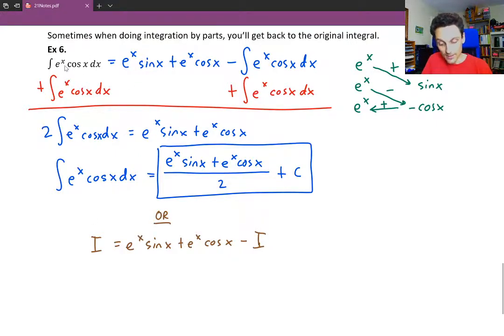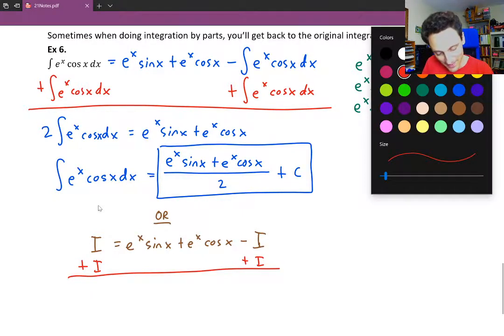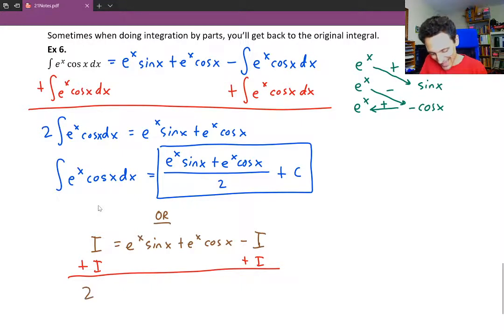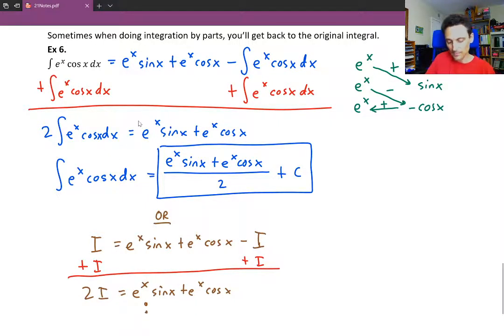So this I is representing that integral that we're looking for, the integral of e to the x cosine x dx. Then what you can do is add the I to both sides, just like we did. So add the integral to both sides. I stands for integral, by the way, in case you were wondering. Left you hanging in suspense there, I know. So you get 2I equals e to the x sine x plus e to the x cosine x. And then you can divide the 2 over. So I'll just put dot dot dot here. It's exactly like this. So the I is like this variable that you're trying to solve for, but again, it represents this integral that you're trying to solve for.